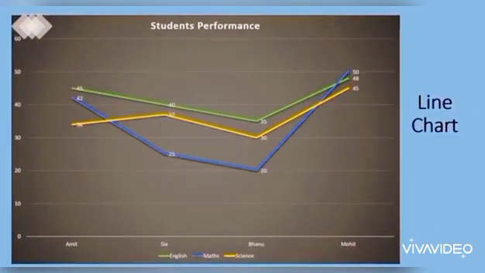Now this is a line chart. A line chart is in the form of lines. It is very similar to plotting a graph on graph paper with its values on the x-axis and y-axis. A line chart uses connecting dots to display the data over a period of time. As you can see here, the dots are joined from the marks scored by the child from one subject to another subject.